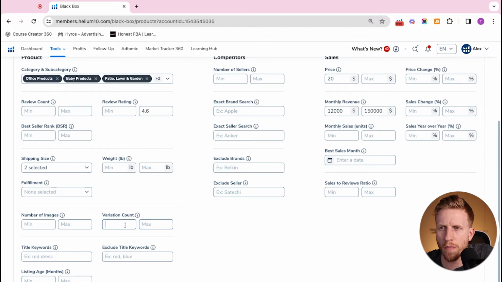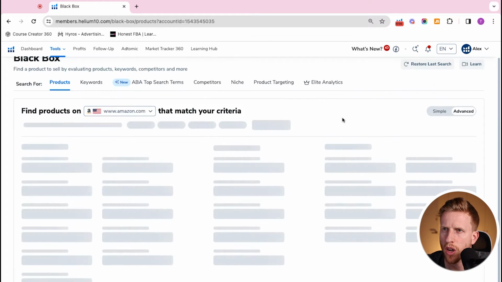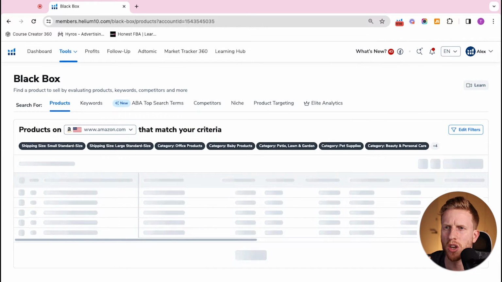So variation count, this is an important one because we don't want to be selling phone cases that have got 50 different variations because it's going to be mega, mega expensive. So I like to cap this at 4 or 5. The key point here is that if you're looking to sell a product and it's got tons and tons and tons of variations, it's going to be difficult as a beginner. So you want to kind of avoid that if you can. So we've got categories, got this. I'm going to hit search because I want to get to the juicy stuff. I want to get to the good stuff.